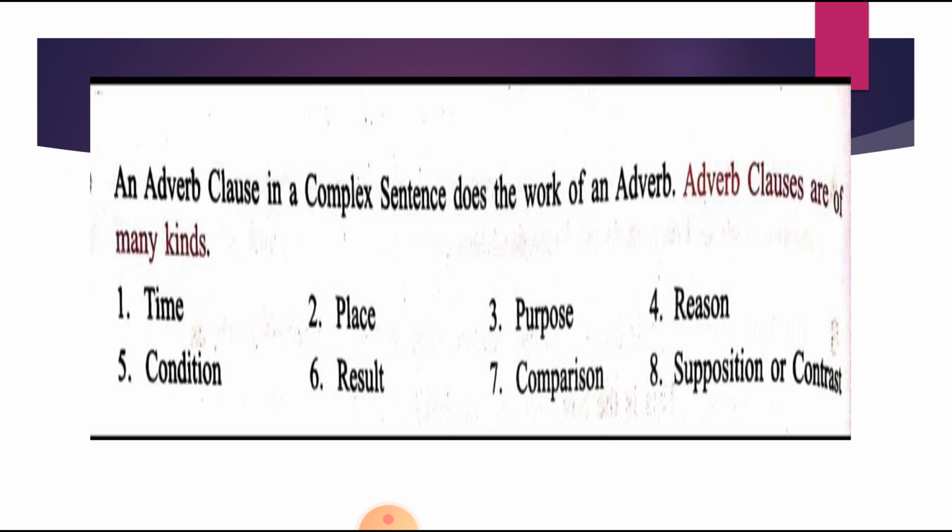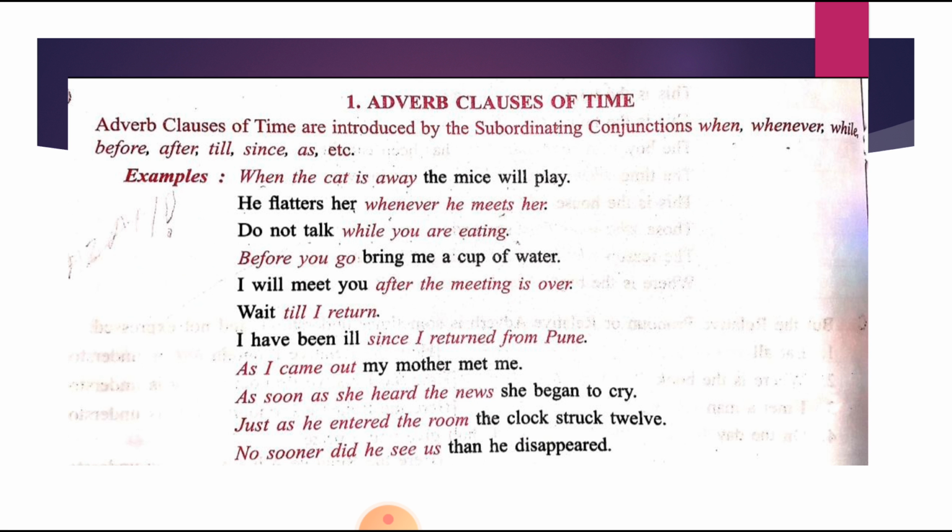That was about adjective clause. And now moving ahead is the adverb clause. Adverb clause is a complex sentence that does the work of an adverb. Adverb clauses can be of many types. It can be of time, place, purpose, reason, condition, result, comparison, supposition or contrast. Now we will discuss all of them in detail through examples.